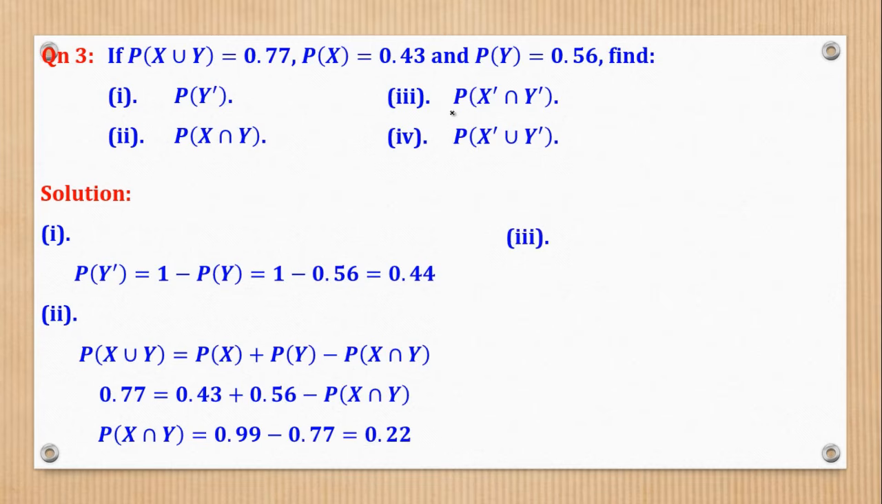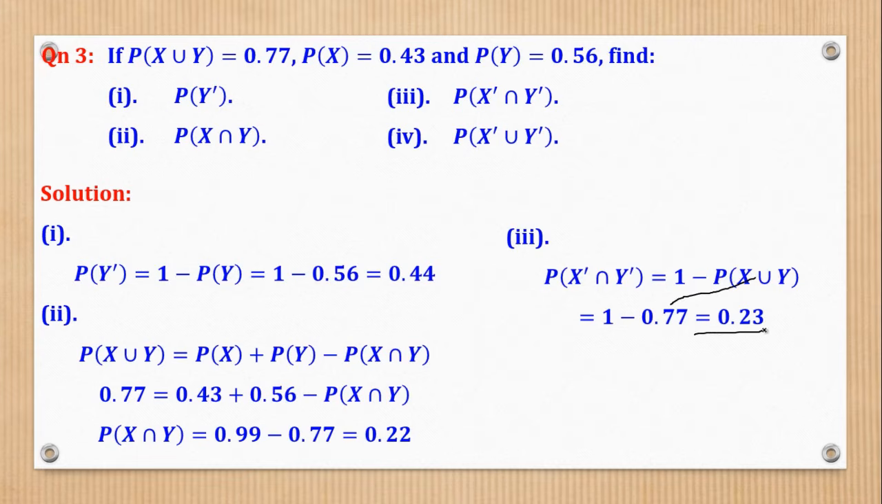Then Roman 3, probability of X complement intersection Y complement. So still this is the same as 1 minus probability of X union Y. We already saw that in question 2. Therefore, when I substitute the union, I'll come up with this as the answer.